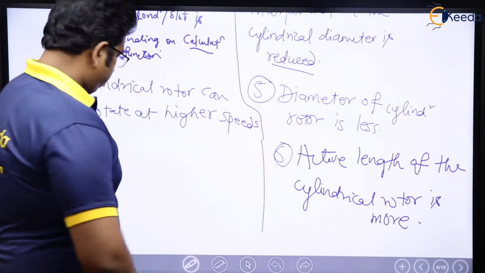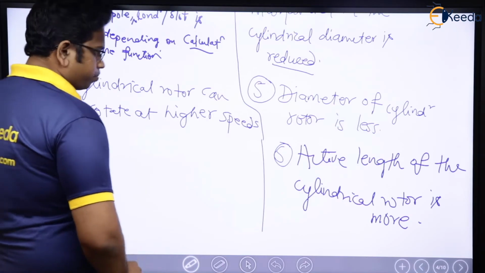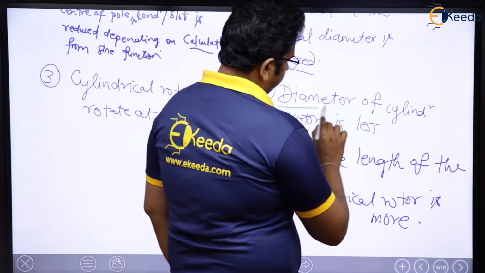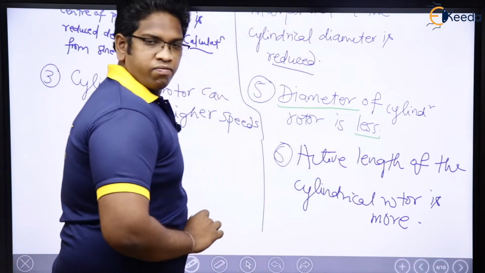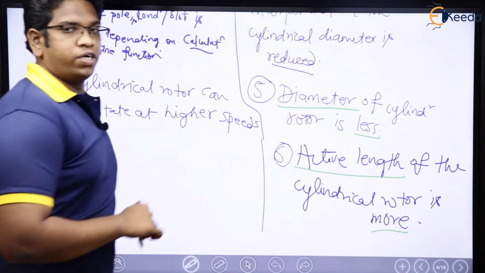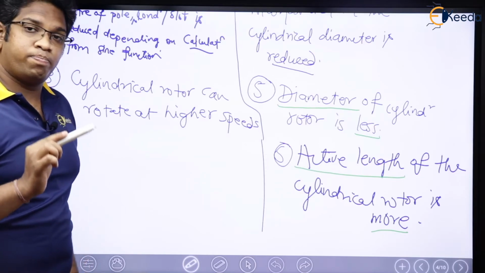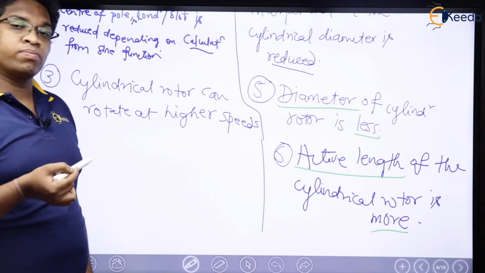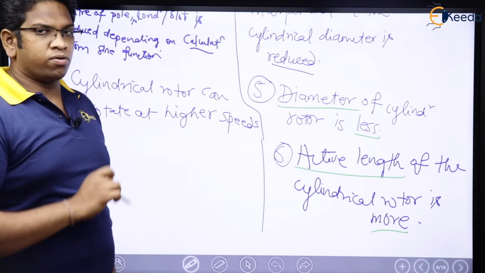See here, focus. The diameter of the cylindrical rotor is less, whereas the active length of the cylindrical rotor is more. Why it is more, we have understood. Why? Because power handling capacity is proportional to volume of air.